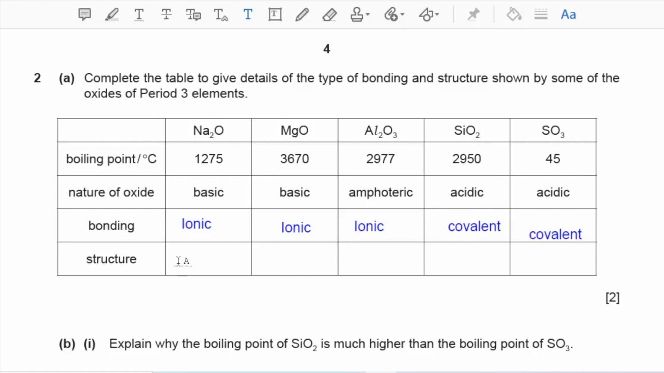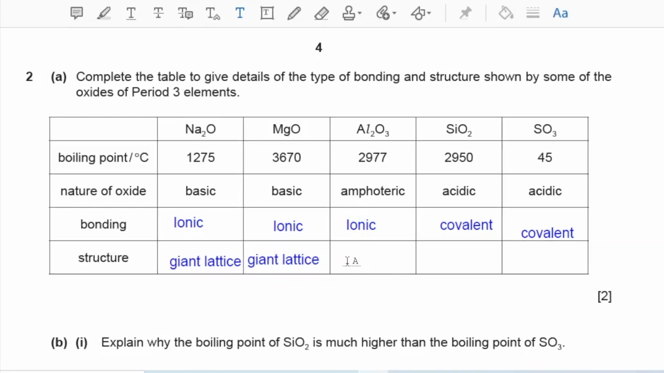Coming down to structure, sodium oxide has ionic bonding. It has a giant lattice structure. So does MgO, giant lattice. Aluminium oxide has also got a giant lattice structure. Silicon oxide has a giant molecular structure. Sulfur trioxide has a simple molecular structure.